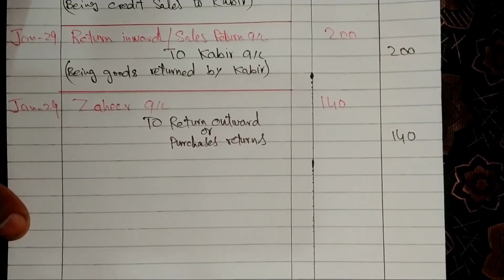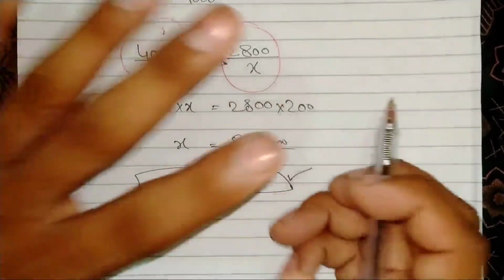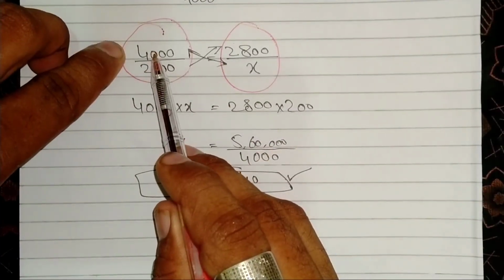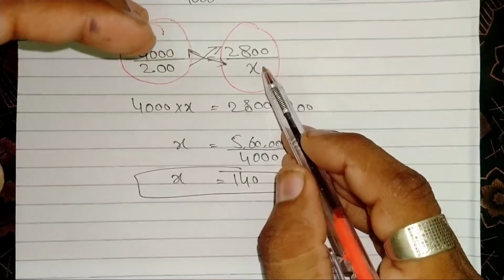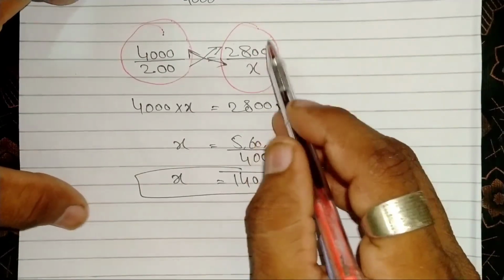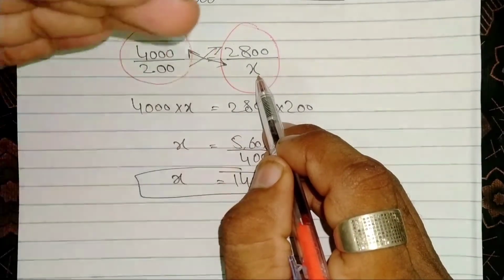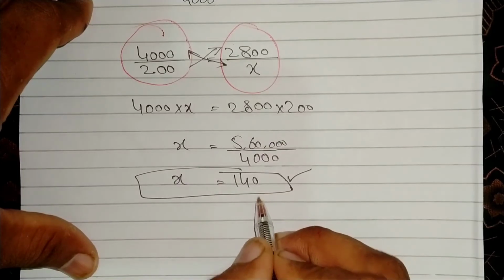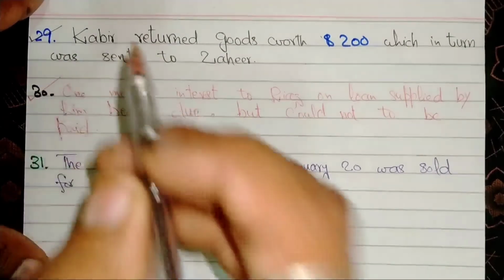With description being returns to Zahir. Recall the concept of the returning ratio again. $200 return with respect to $4,000 by the customer to the business, and the same again return by the business to its supplier with respect to $2,800, which is unknown, how much return to supplier. The answer will be $140, right?